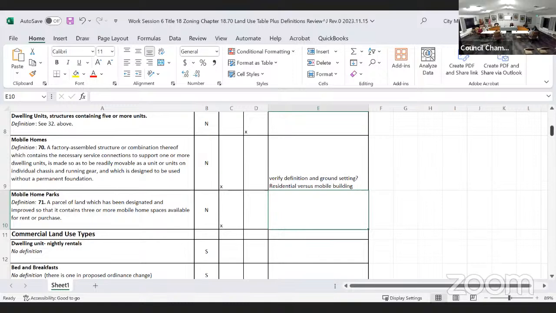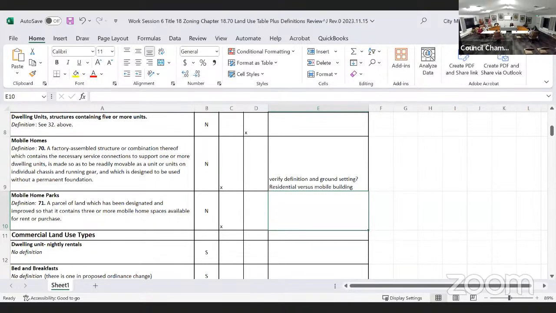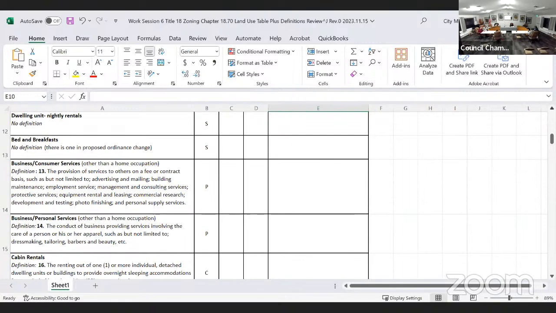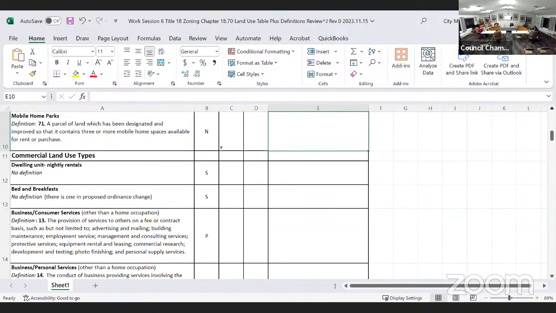Okay, anything further on mobile homes or mobile home parks? Okay, I'm going under commercial use land types, dwelling unit, nightly rental. I am guessing, as from the previous conversation about dwelling unit definitions, that one needs to be evaluated. Any notes or differing opinions, comments on that? I'm happy to have it evaluated. Okay.